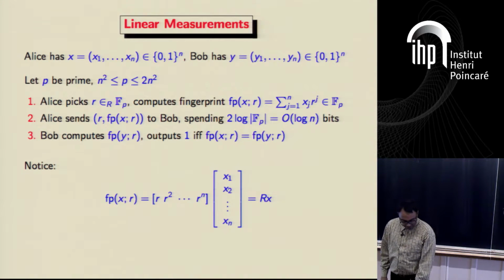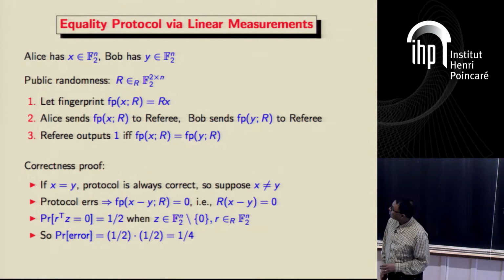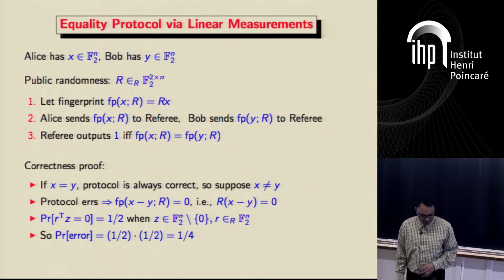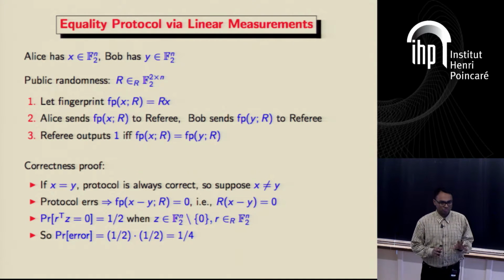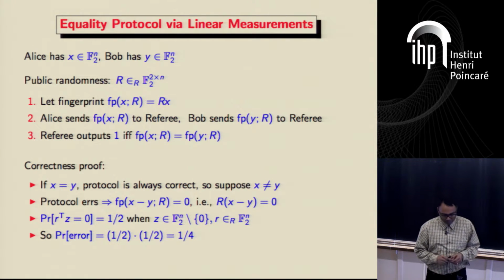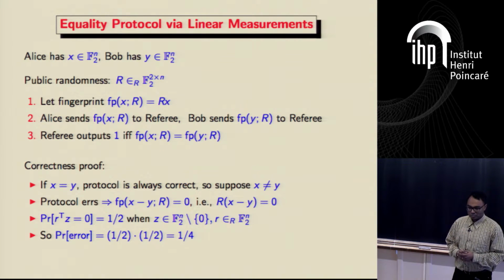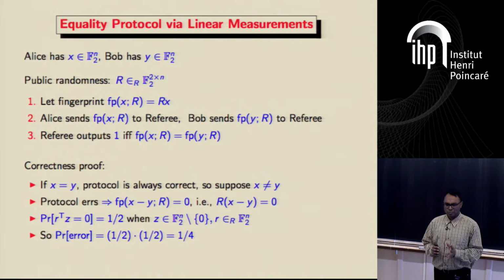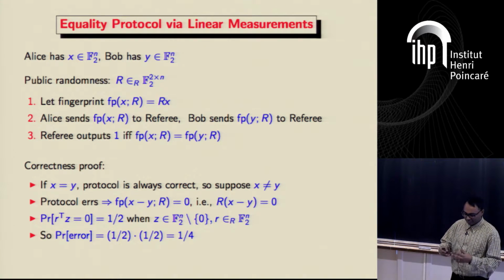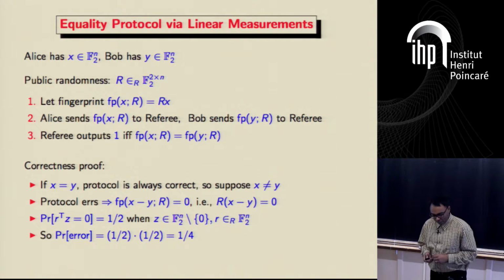All right, but when you take that view, you realize that one can do things a little differently. These computations were all over the finite field Fp, but you can also do the computations over just plain old F2, so a finite field with just 2 elements. So this gives us a different protocol for equality. This time it's going to use public randomness. The protocol so far didn't require any shared randomness, but this one will use shared randomness.